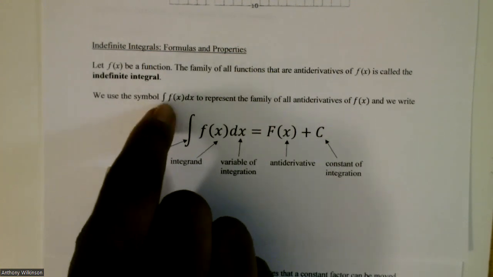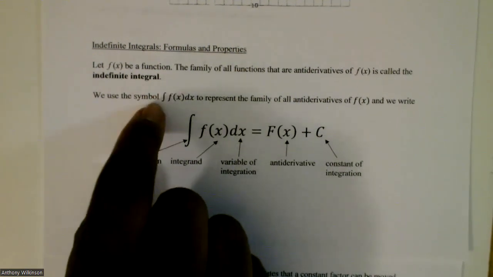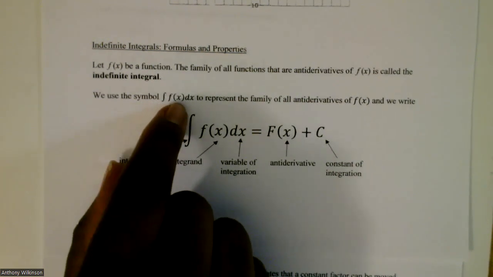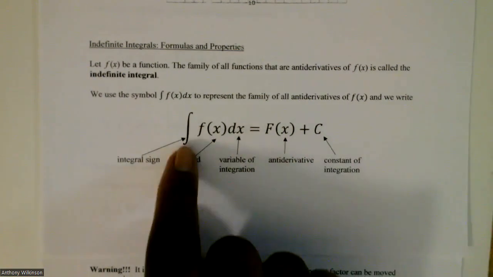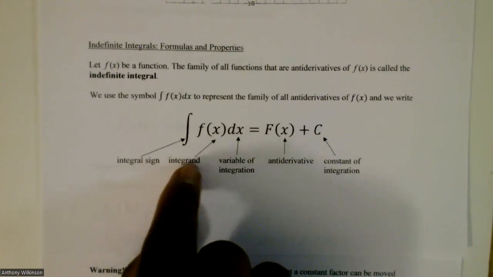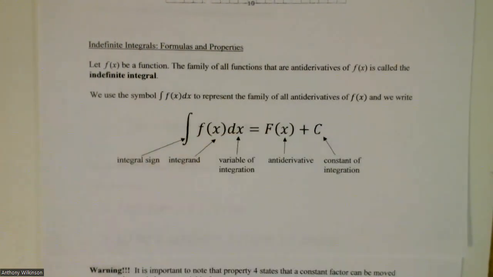And actually, this elongated S means the sum, which starts with the letter S. So we're using that symbol as the integral of f of x dx to represent the family of all antiderivatives of f of x. And we write it like this. Here it is. There's your integral sign, and then you have your integrand, which is f of x. Your variable of integration will be dx, and it usually depends upon what the variable is for the function.